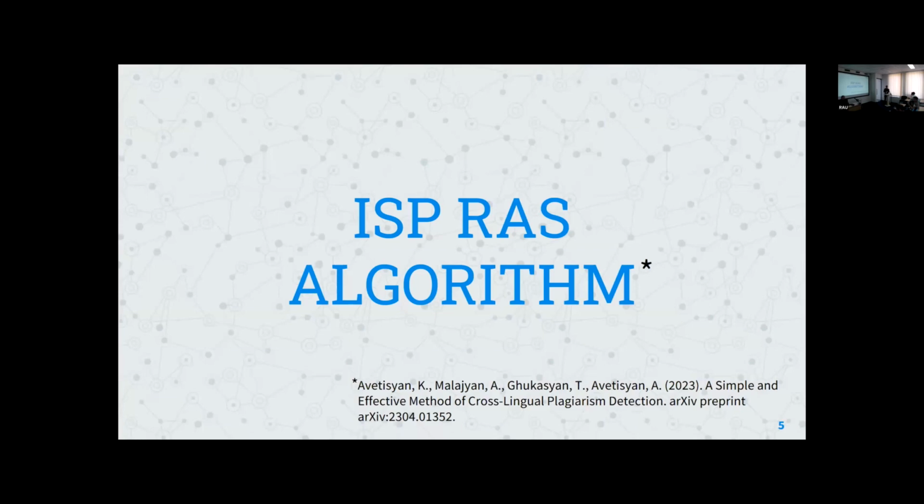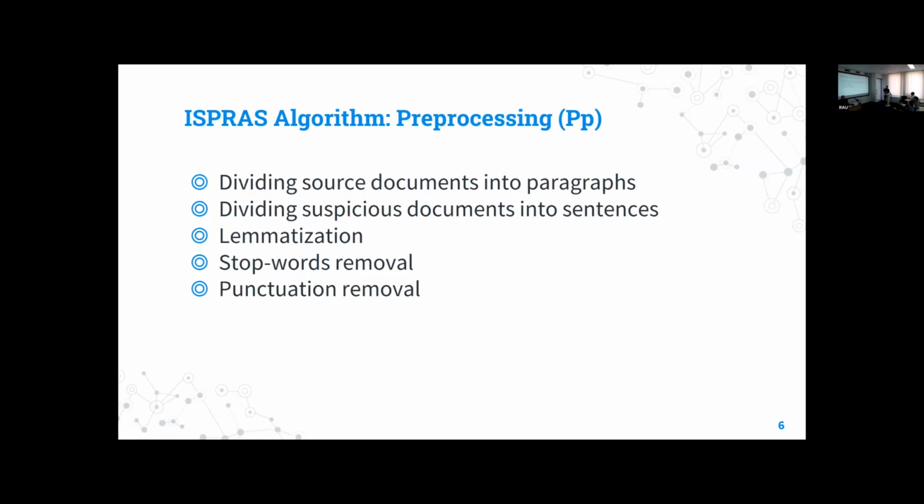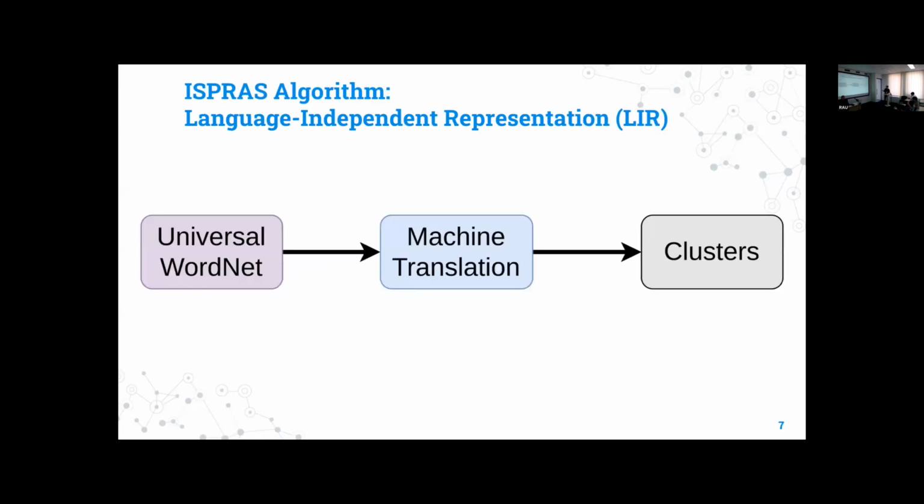Let's briefly see the ISPRAS algorithm. In the first step, the pre-processing step, we divide our source documents into paragraphs and divide our suspicious documents into sentences, lemmatize both of them, delete the stop words, remove punctuation, and so on.